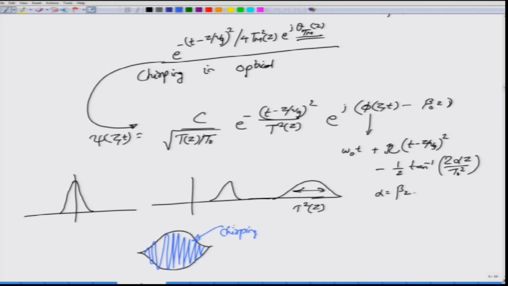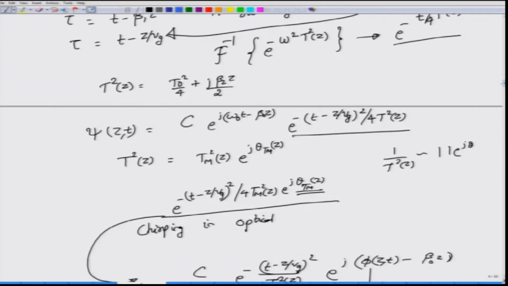You can look at the assignment for some careful details about the mathematics involved here. I have just kind of given you the intuitive picture. So, let me summarize whatever we have done here.